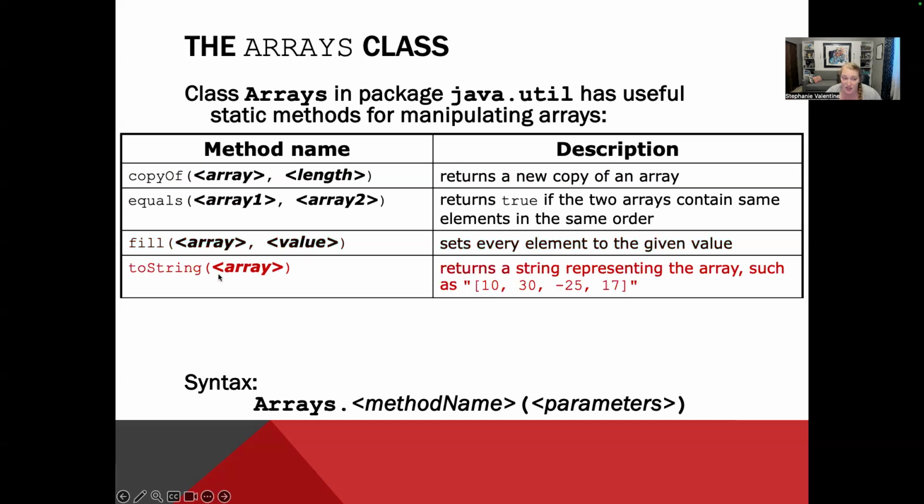The next one is toString. This is really convenient because it is going to return a string that contains the array. So it's going to look something like this, which is still not especially user-friendly, but it is developer-friendly, and you can understand what's happening in the array.